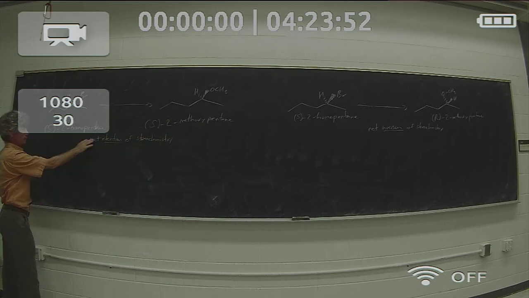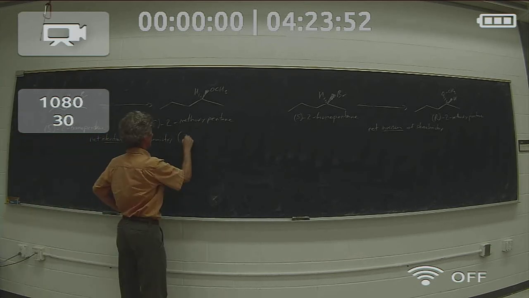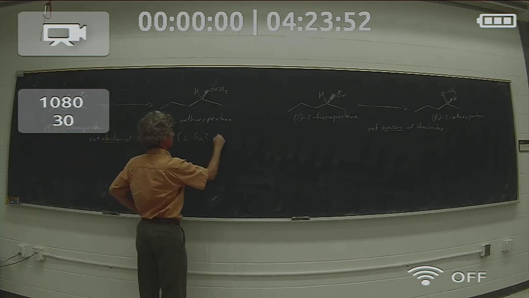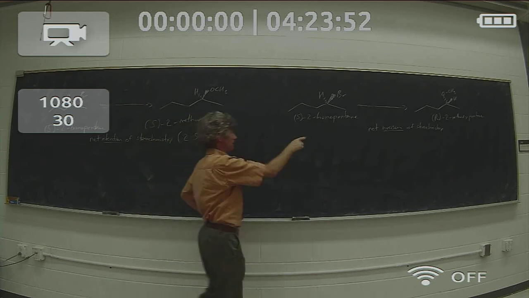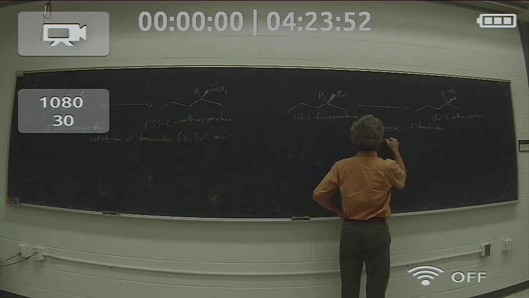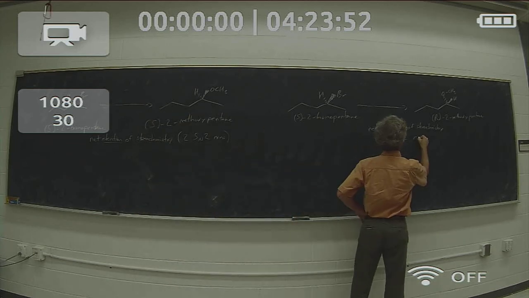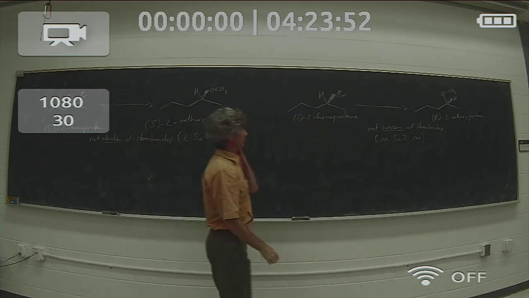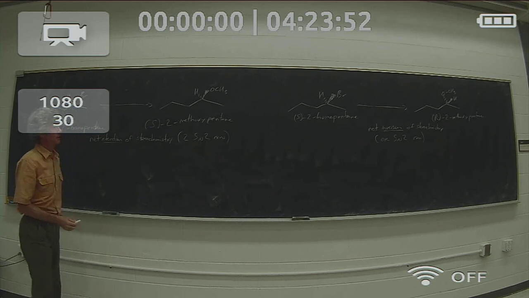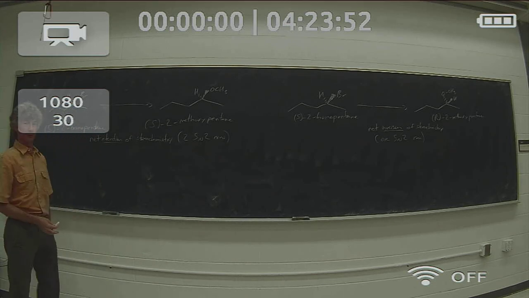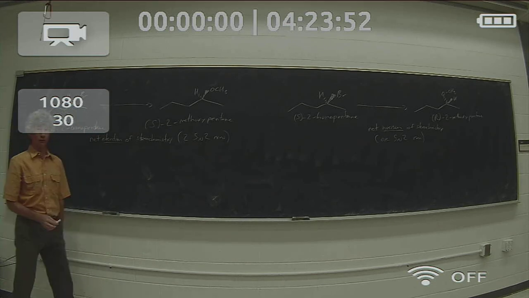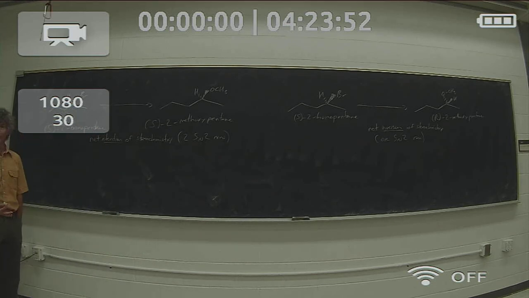So we know that this will require two SN2 reactions. Whereas here, one SN2 reaction will suffice. We invert the stereochemistry once. We need to invert the stereochemistry a second time in order to get the net retention. That's the only way we know right now of how to get a net retention in stereochemistry.